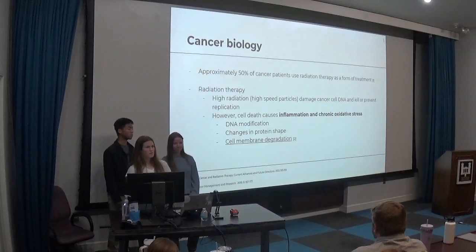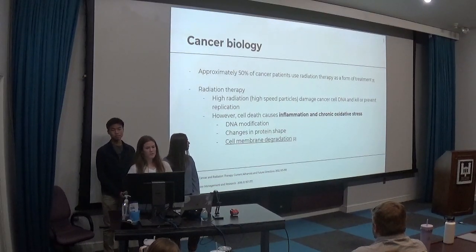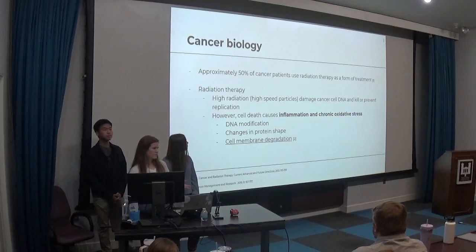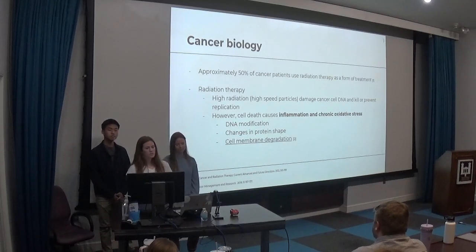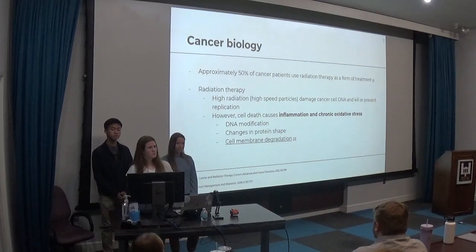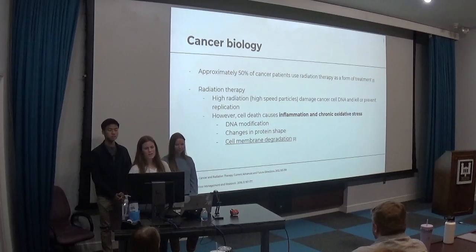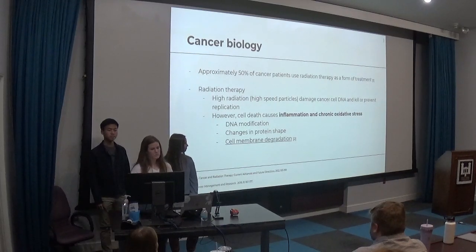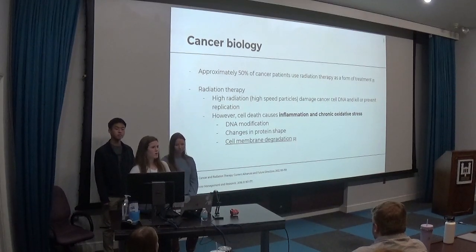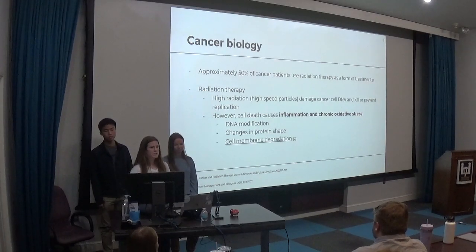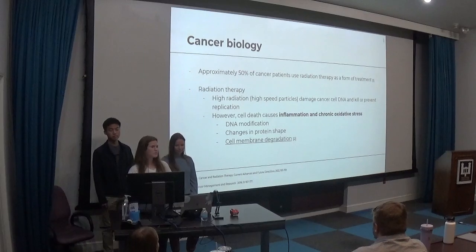Cancer biology. Approximately 50% of cancer patients use radiation therapy as a form of treatment throughout their diagnosis. Radiation therapy is high-speed particles that damage the cancer cell DNA and kill it or prevent replication. Although radiation is so highly used, there are some drawbacks. It can cause inflammation and chronic oxidative stress, which can be classified as DNA modification, changes in protein shape, and cell membrane degradation.